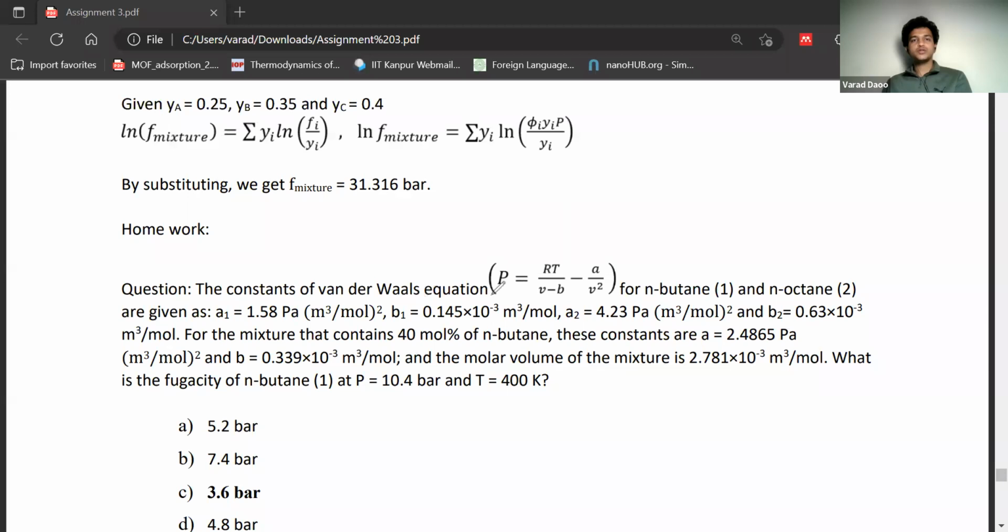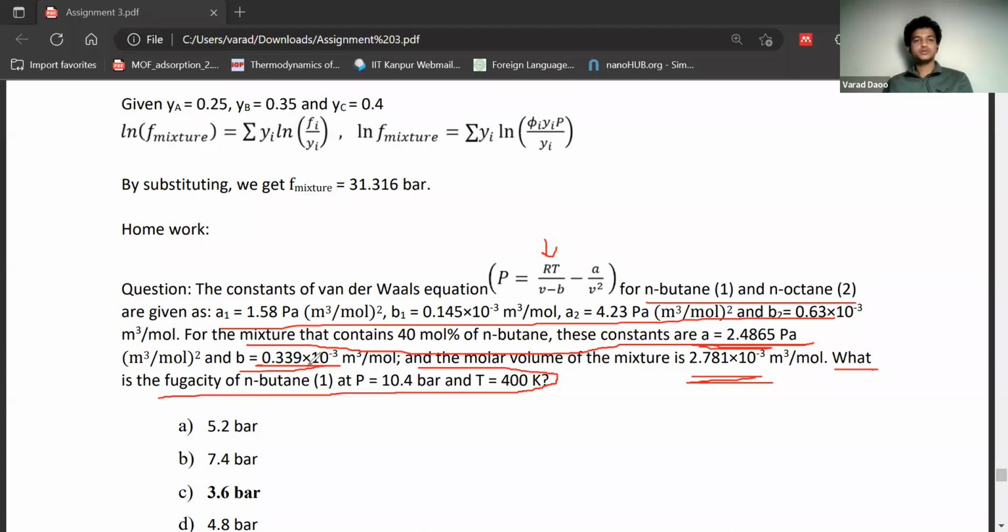What we are given are the constants of the van der Waals equation for N-butane and N-octane, where N-butane is component 1 and N-octane is component 2. For a mixture that contains 40% N-butane, these are given. For the mixture, it has been given that a mixture is this, b mixture is this, and the molar volume of the mixture is this. And what we are asked to find is the fugacity of N-butane at these conditions of temperature and pressure. Okay, so this is the homework question.